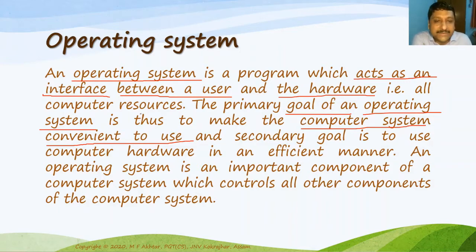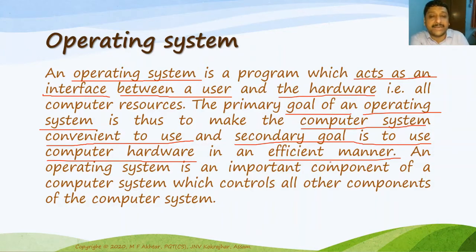And now the secondary goal. What is the secondary goal? The secondary goal is to use computer hardware in an efficient manner. Efficient manner means all the features of the hardware part of the computer can be utilized and its performance can be fully gained. This is the second goal. First goal, the convenience it wants to provide you, and the second one, it wants all the operations to be done efficiently, with speed, performance, accuracy, with the help of hardware.